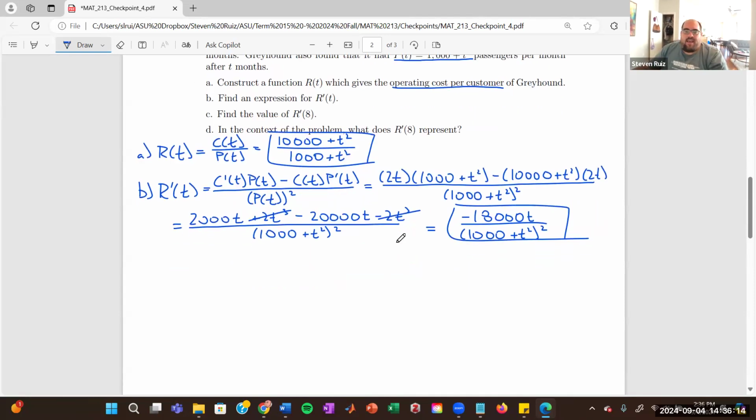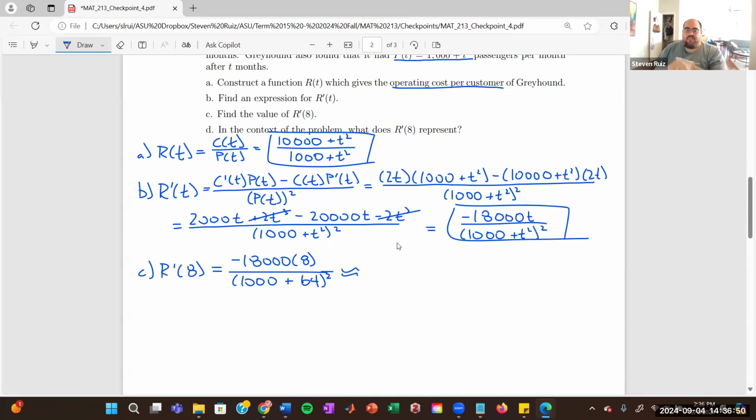All right, now that I have this, I am asking us to evaluate it at t equals 8. So what's R prime of 8? I simply plug that into these places where I see t. So negative 18,000 times 8 over 1,000 plus 8 squared, which is 64. Basically 1,064 squared. I found this answer a little bit ago, so I'll copy that down now.